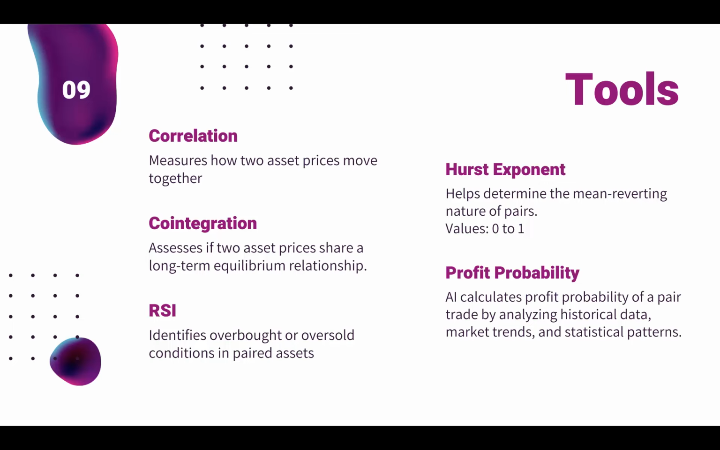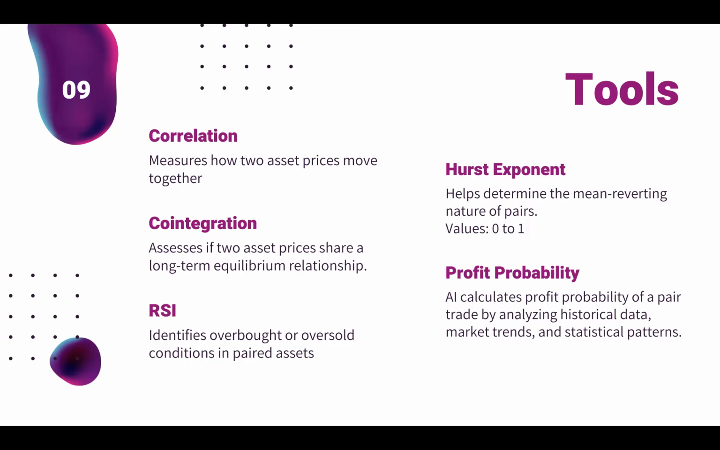And the statistical tools we can use here, one is the correlation, whether the two asset prices move together or not. If one is moving up, the other also should move up, then the correlation would be there. If one is moving up and the other is moving down, there is a negative correlation. So we can use the correlation between the two assets for considering a pair for entry. Similarly, co-integration. See, co-integration assesses if two prices share a long-term equilibrium. That means in the long term, whether they will come back to their mean or not.